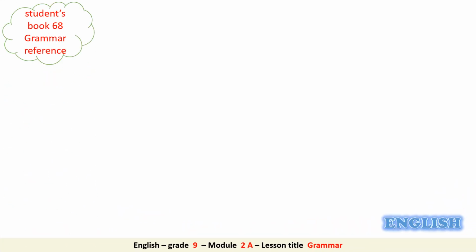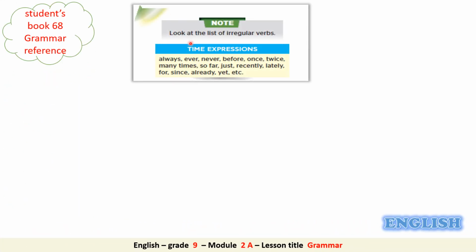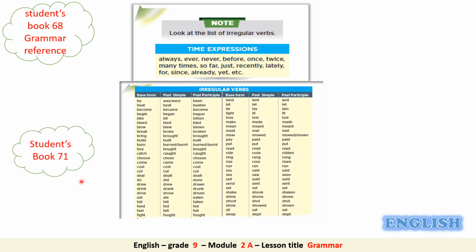Now again, Students Book page 68. Note, look at the list of irregular verbs, this list, which you can find on page 71. A list which you should always study and never forget because we need the past participle of the verbs after have or has. These are the time expressions which indicate or refer to present perfect. Study them well.